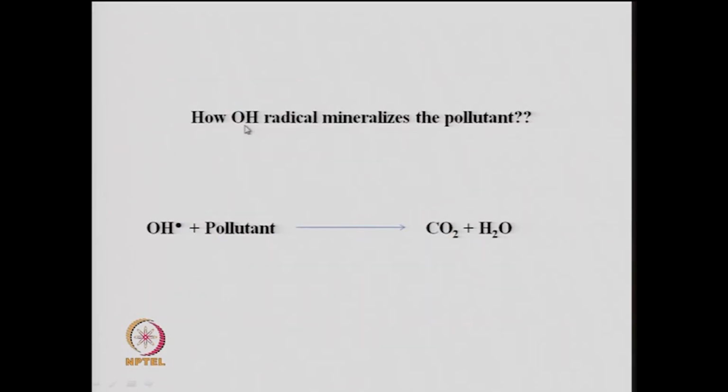Now, how does the OH radical mineralize the pollutant? The OH radical reacts with organic compounds, which are the pollutants, and produces carbon dioxide and water. That is how it cleans your rivers which are full of pollutants by using titanium dioxide, etc.